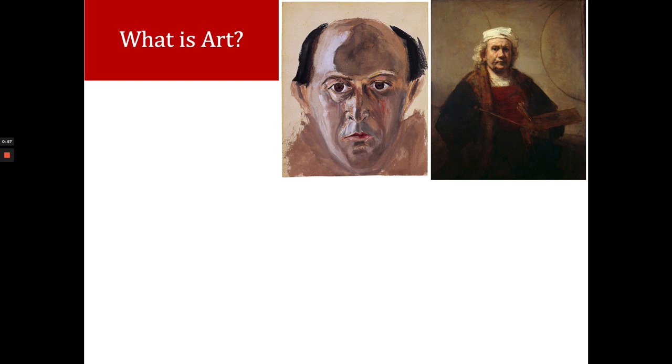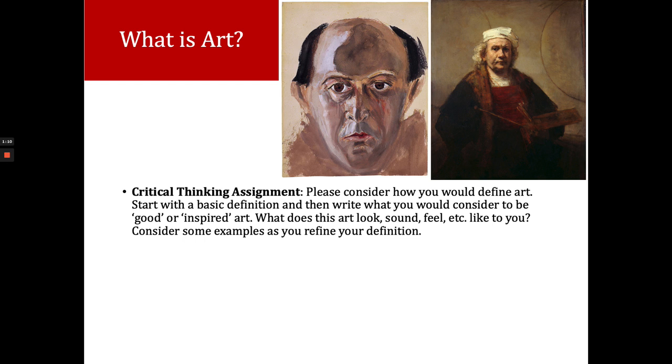What you see here is a self-portrait by Arnold Schoenberg and also one by Rembrandt. And so what we see is one is a classical representation of the human condition, and one of them is more of a modernist representation. And to think about this, right, something to consider.